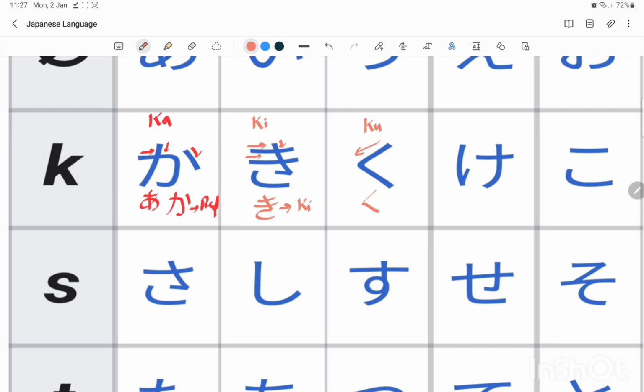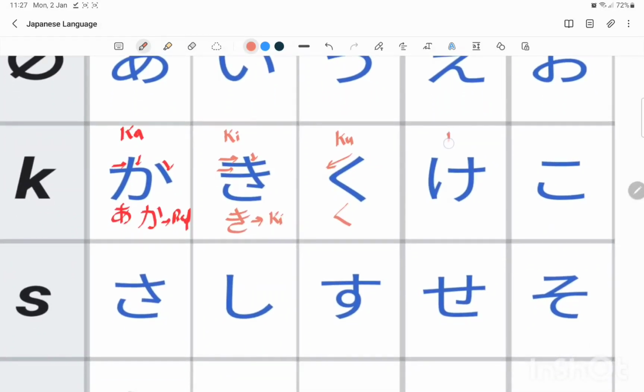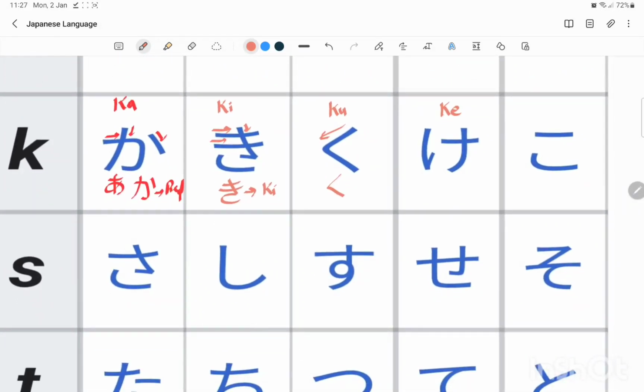नेक्स्ट वर्ड इज का, की, कु, के, को. दिस इज के. So for the ke you have to make this first, and the next stroke is this one, and the last one, third one. So this is first, this is second, and this is third. Something like this. Okay. So this is ke.